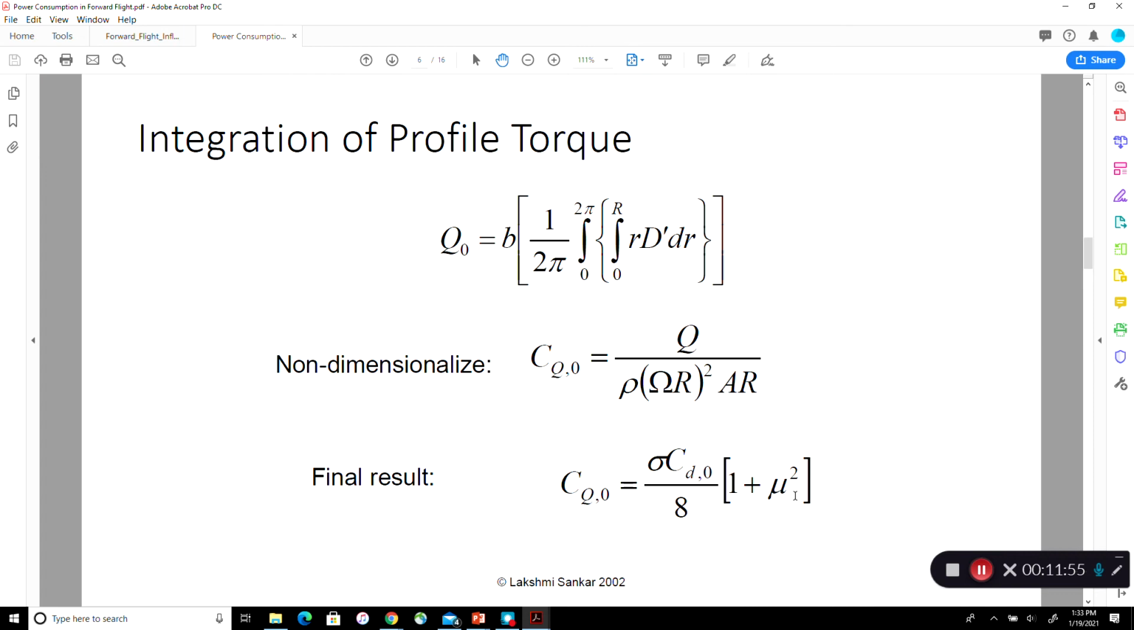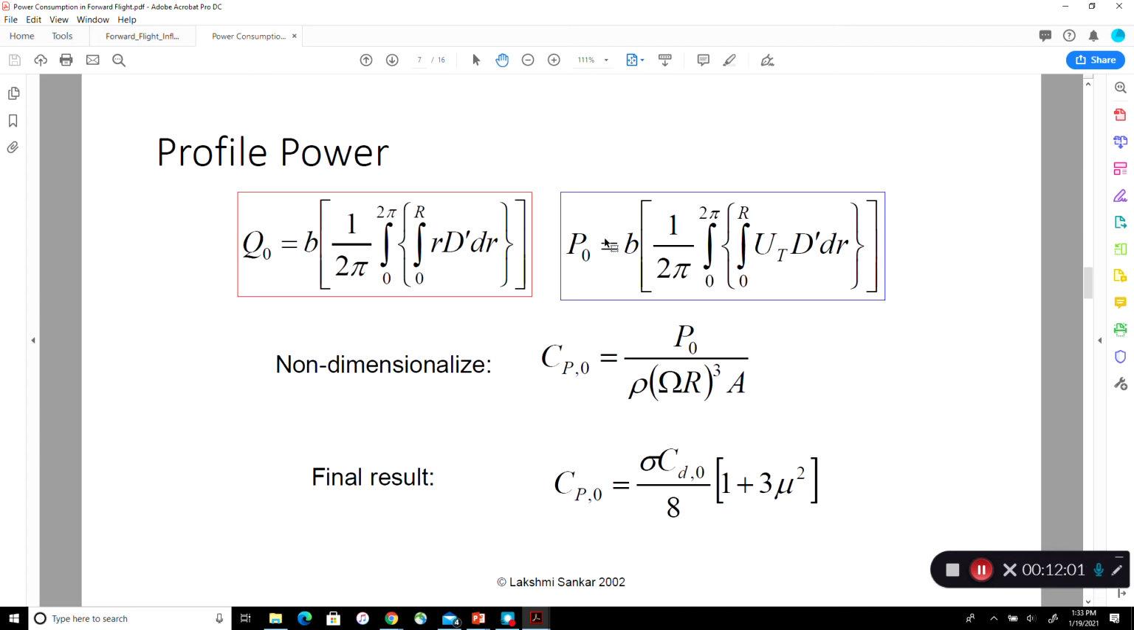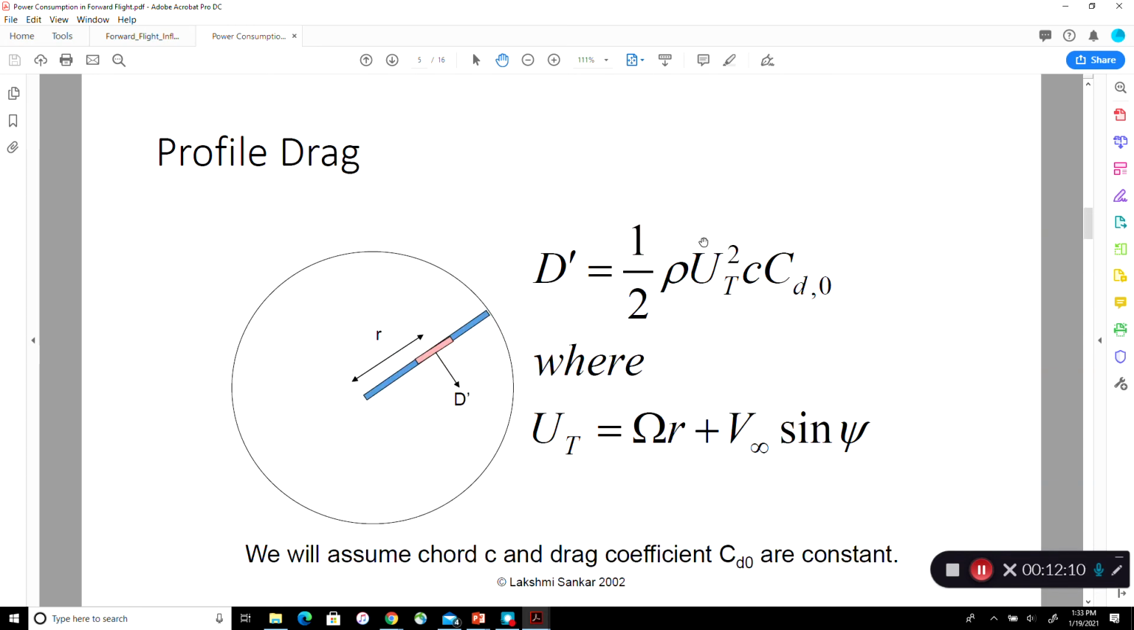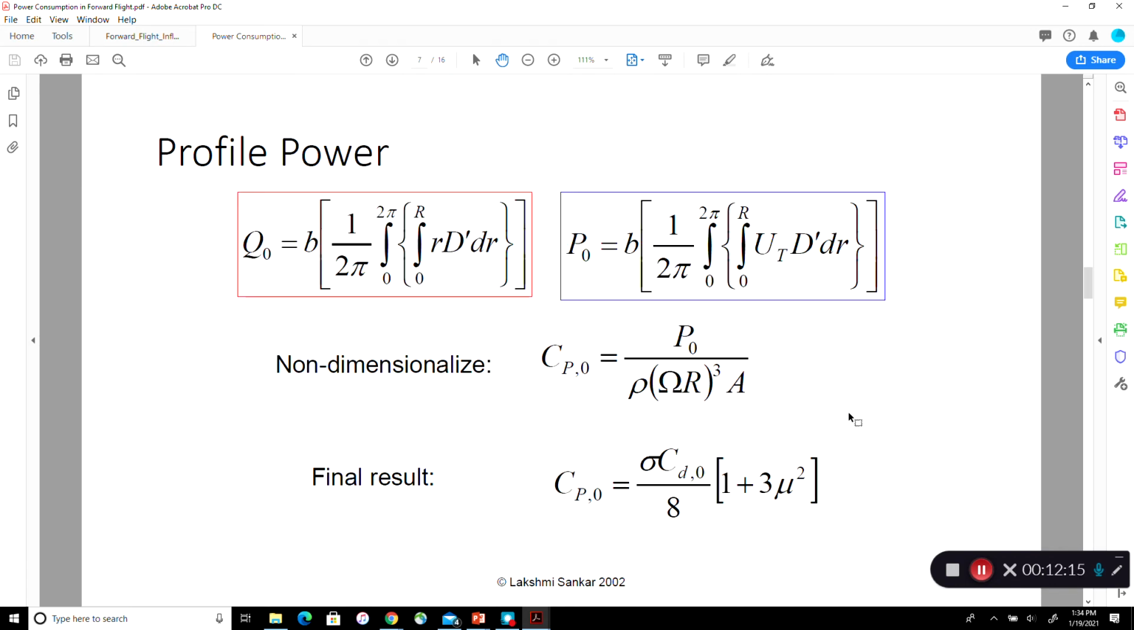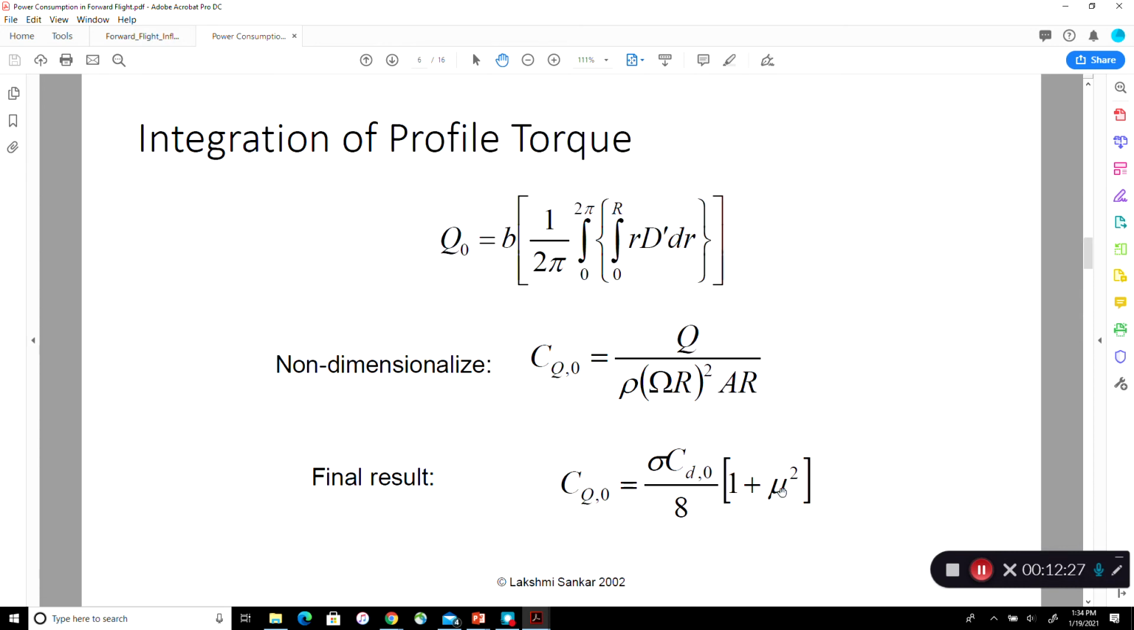Okay. All right. So this is for the torque coefficient. This is for the actual torque. How about the power? Instead of radius, you multiply by the ut. So plug in the expression for d prime that I showed in here, and then substitute for ut this quantity. Then integrate with respect to radius first, then integrate with respect to azimuth. Then you'll get a power coefficient like this. It'll have a 1 plus 3 mu squared for power, whereas it'll be 1 plus 1 times mu squared for torque. So CQ is no longer equal to CP in forward flight.